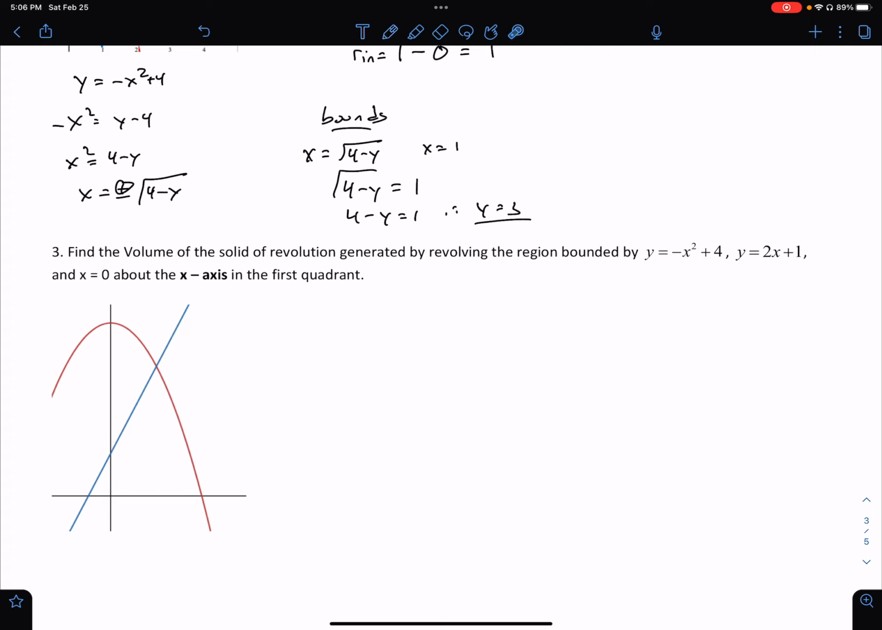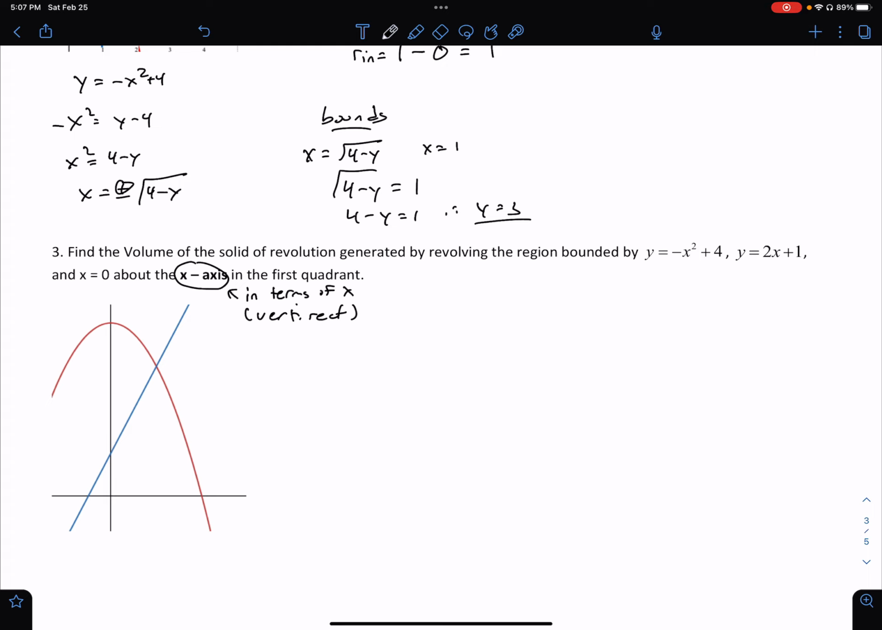So for example, in number 3, we want to find the volume of the solid of revolution generated by revolving the region about the parabola negative x squared plus 4, the line 2x plus 1, and x equals 0 about the x-axis. This is very nice because we're about the x-axis, so we are in terms of x, which means we're looking at a vertical rectangle.